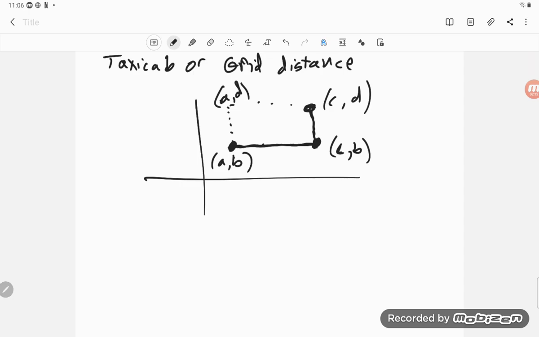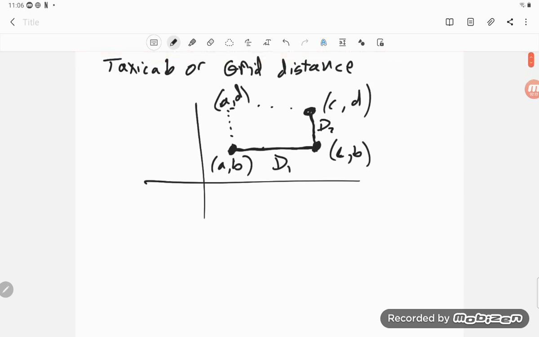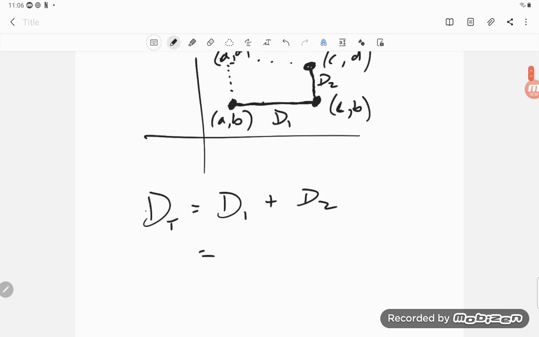Okay, so one way you could think of it is that if I find this Euclidean distance D1, and this Euclidean distance D2, and I just add them, that's my taxi cab distance. So my distance here, and maybe I'll put a little T with it for taxi cab, I just want that D1 plus the D2. Well, how do I find that?